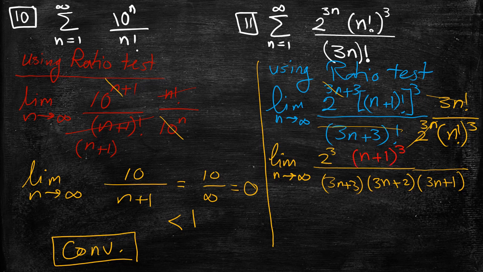So again, it's easy. It's a polynomial over polynomial, from the third degree in the numerator and the third degree in the denominator. So it will be the coefficient divided by the coefficient. So this one will be 8 times 1, which is the coefficient of n cubed. N cubed from the denominator will be 3 times 3 times 3. So it's 8 over 27. Again, it's a fraction less than 1. In the ratio test, comparing with 1, if the value is less than 1, this series is convergent.